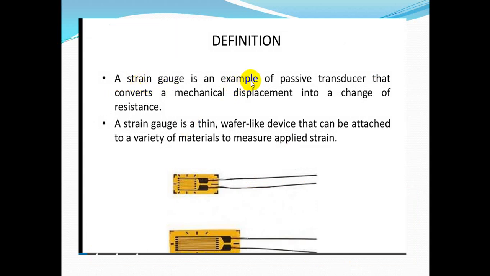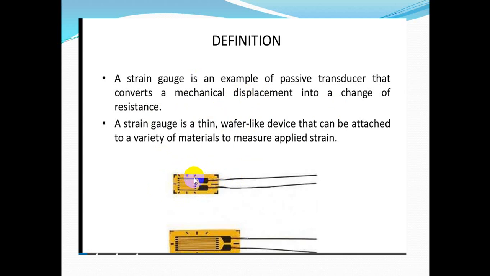So go to this definition. A strain gauge is an example of a passive transducer. Already we discussed what is meant by a passive transducer. The strain gauge converts mechanical displacement into a change in resistance. This gauge is nothing but a thin wire. When stress is applied on the gauge, the length and diameter of the gauge change. That means mechanical displacement is produced, and with respect to this displacement, the resistance of the gauge also changes.